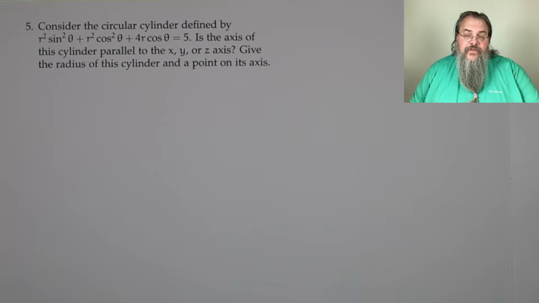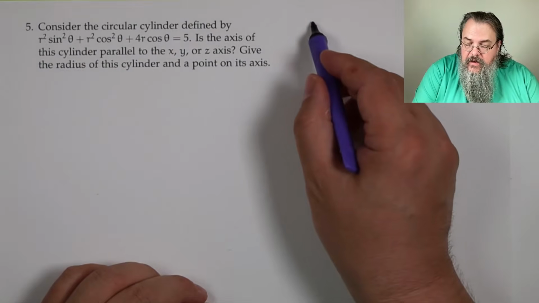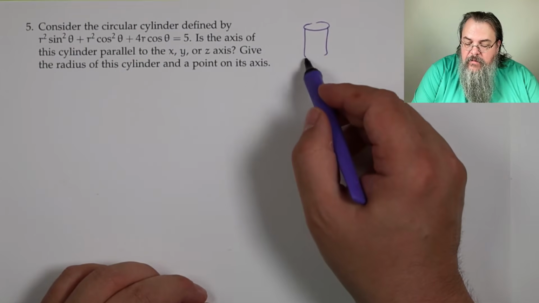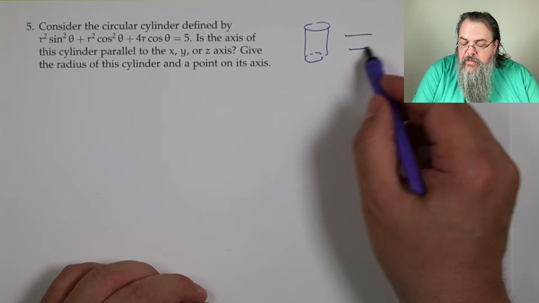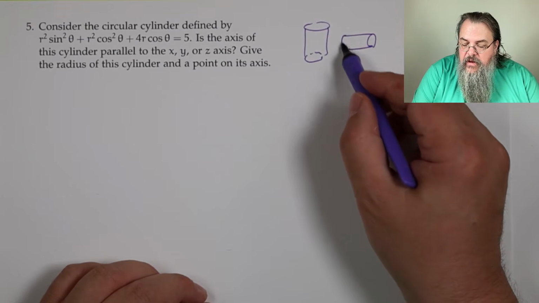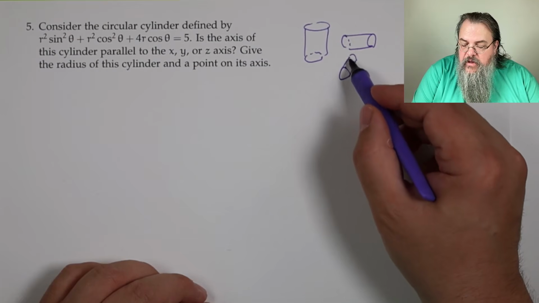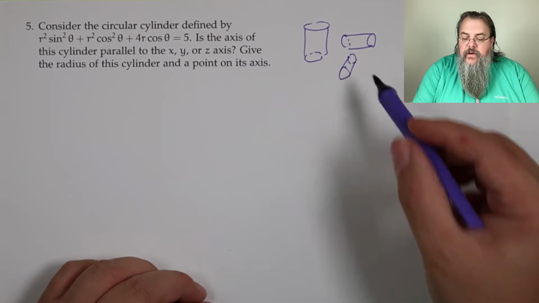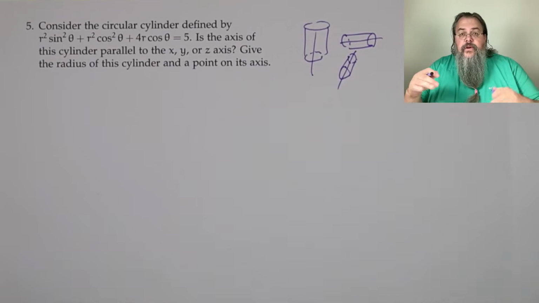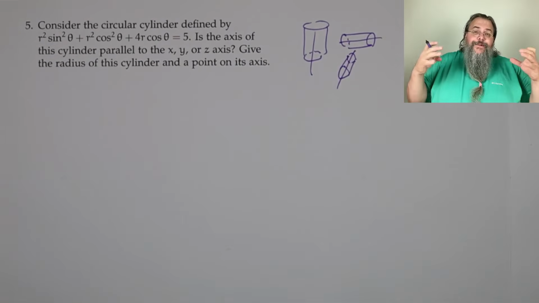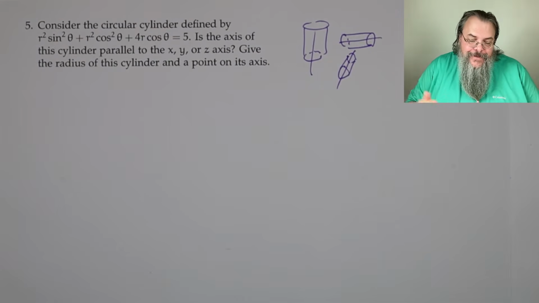Now, when we're talking about a circular cylinder, well, that means that we have something that could look something like this. But it could also be turned on its side. So maybe it looks something like this. Or maybe it looks something like this, right? It depends, which axes are we parallel to. So we have to figure that out. But we know we look like a tube of some sort.